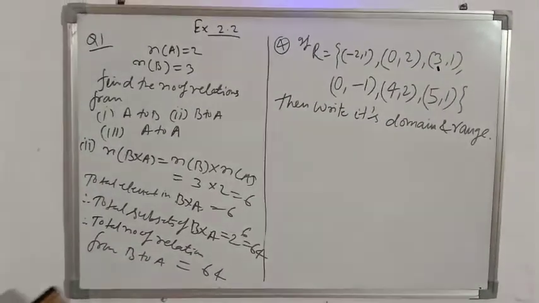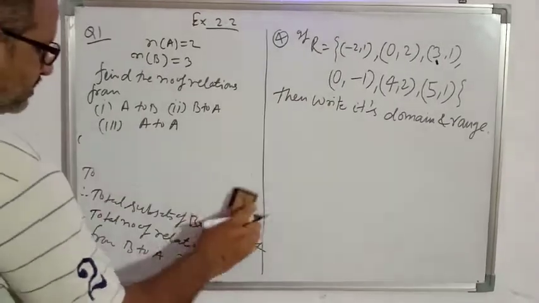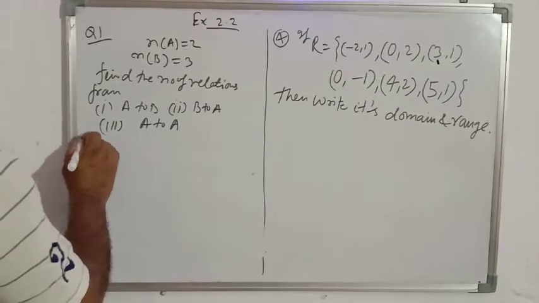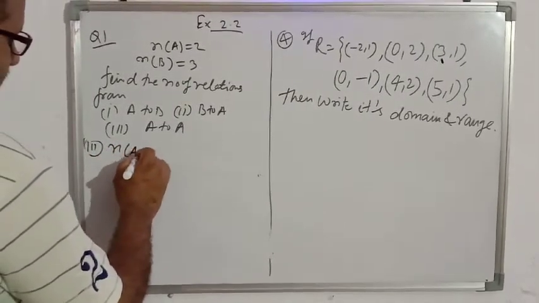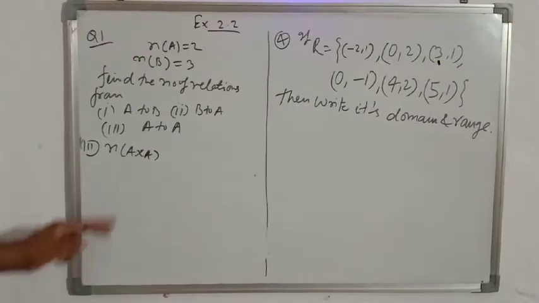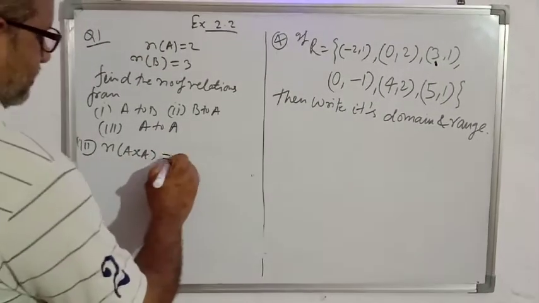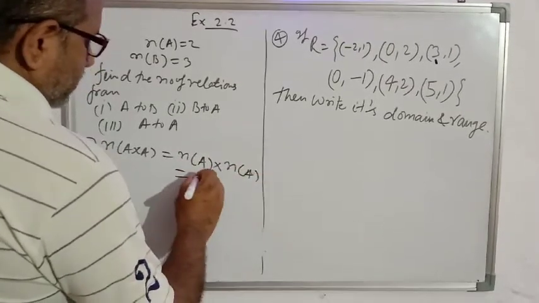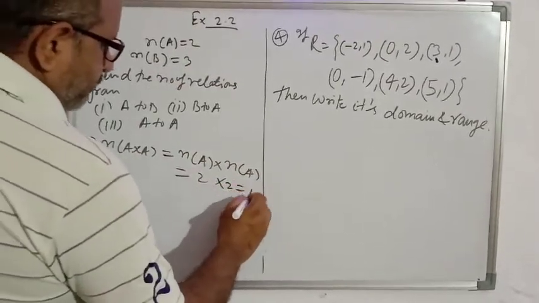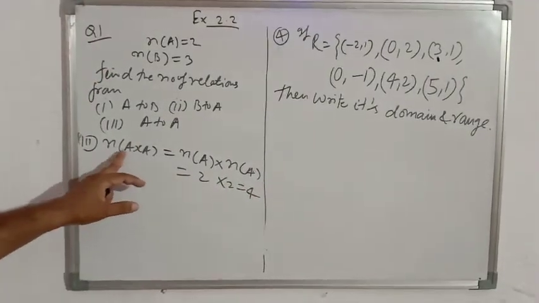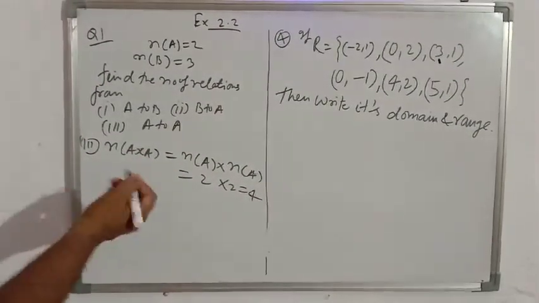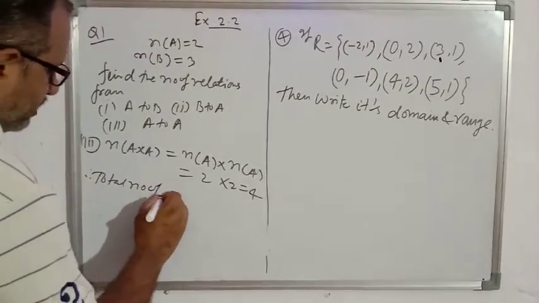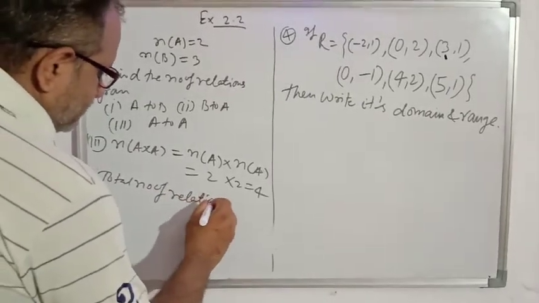And third part, A to A. So we will find n(A cross A). A to A means we will find n(A cross A). n(A cross A) means n(A) into n(A). So n(A) is 2, 2 into 2 is 4. So the total number of elements in A cross A is 4. So what will be the total number of relations?